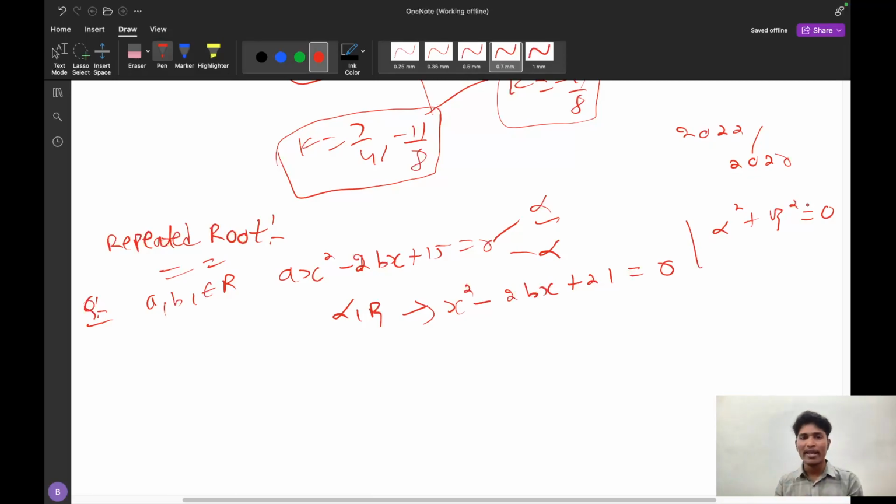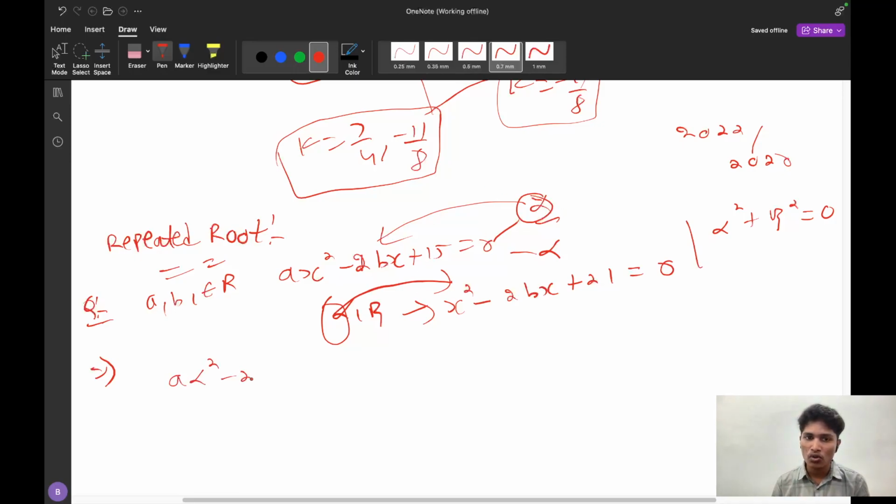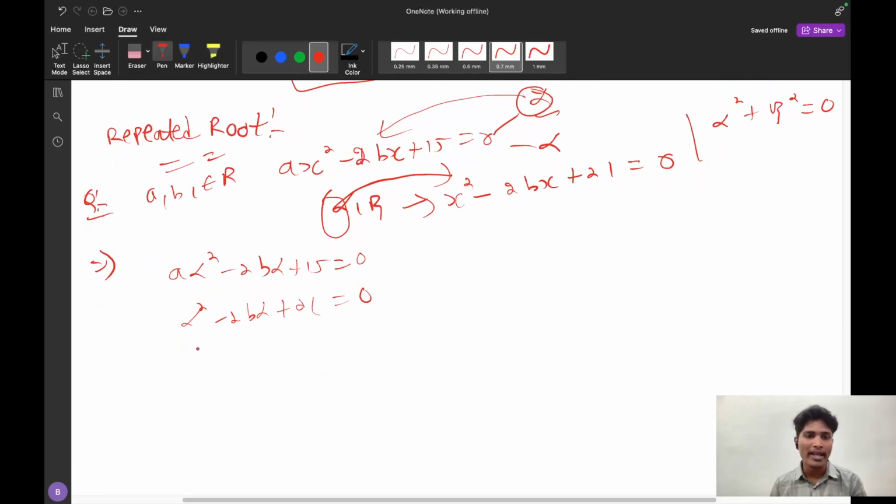So what I can use is the repeated root concept. If alpha is the root of this equation and alpha is again the root of this equation, so it's a common root condition. Here I can substitute: a alpha square minus 2b alpha plus 15 is equal to 0. Again in this equation, alpha square minus 2b alpha plus 21 is equal to 0. So what I can do, I can subtract these equations.